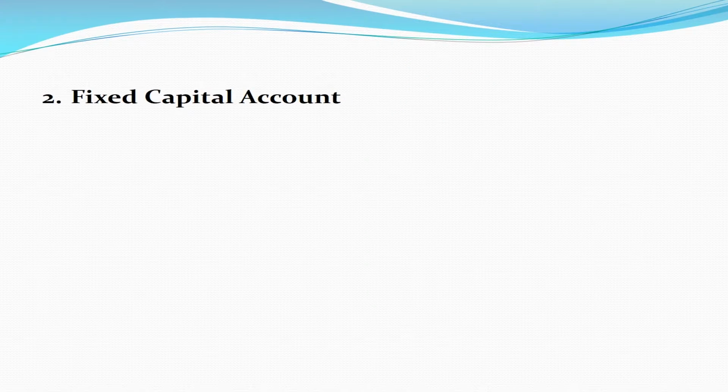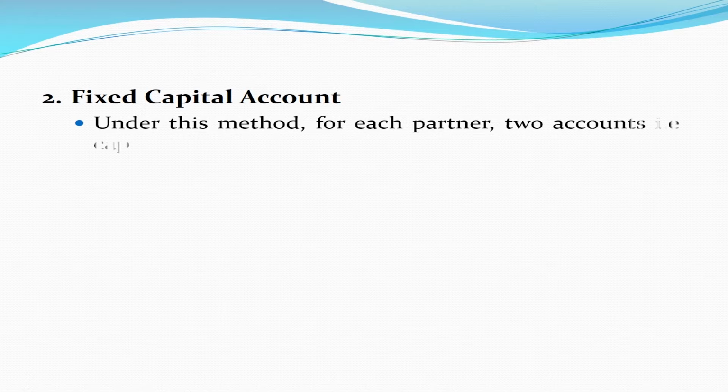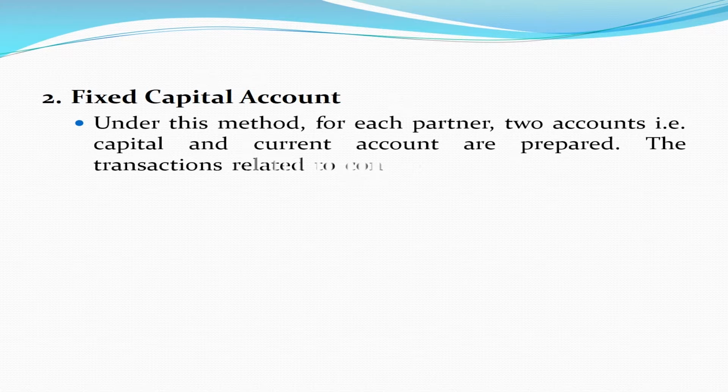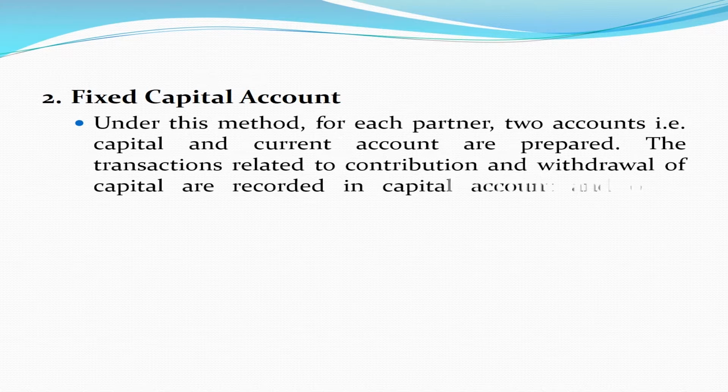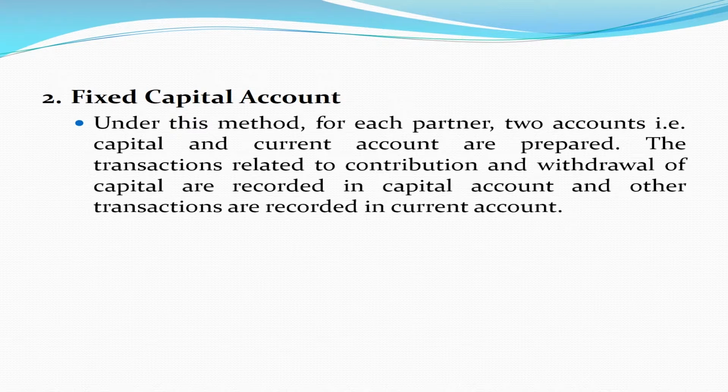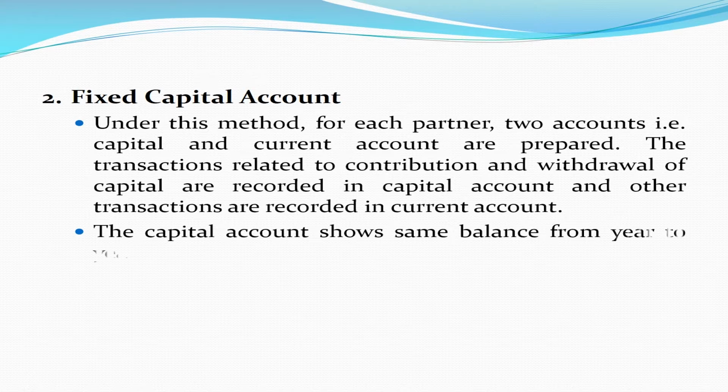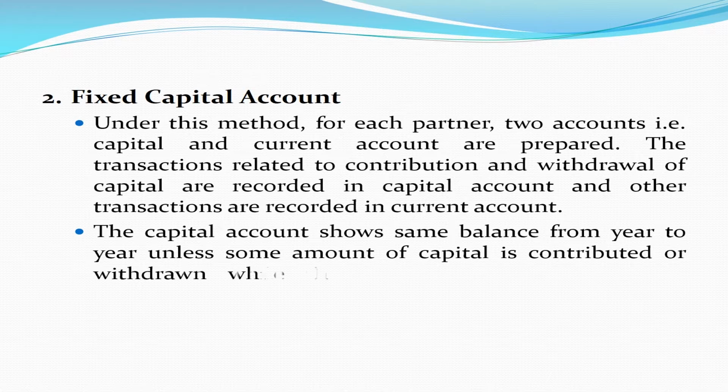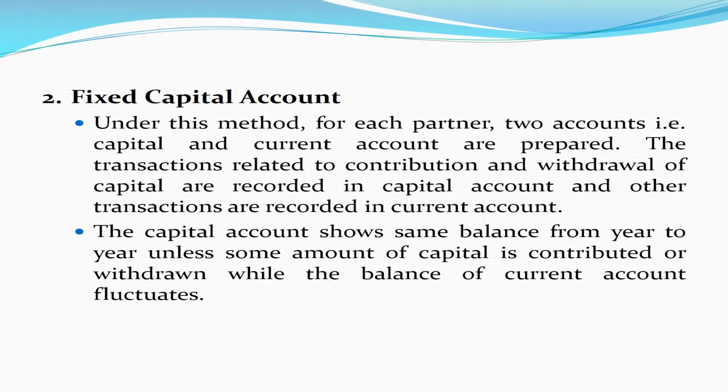Moving on to the fixed capital method. Under this method, for each partner two accounts, that is capital and current account, are prepared. The transactions related to contribution and withdrawal of capital are recorded in the capital account and other transactions are recorded in the current account. The capital account shows the same balance from year to year unless some amount of capital is contributed or withdrawn, while the balance of the current account fluctuates.